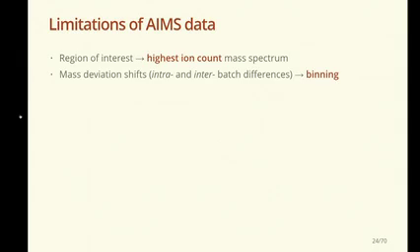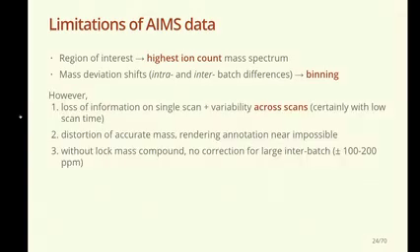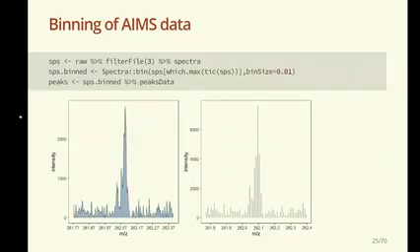So how should we then deal with it? As we discussed, maybe the scan with the highest ion count would be the most informative. And then the easiest solution, and also a solution that we implemented in our own laboratory, as it's a very easy solution, would just be to bin the data. However, again, variability across scans will be lost, and we distort very severely the accurate mass, rendering annotation effectively impossible, at least from an automated perspective. And without a lock mass compound, if we have large inter-batch mass differences, we'll have to use large binning windows, which will also reduce all of the spectral information that we have. But of course, it's very easy.